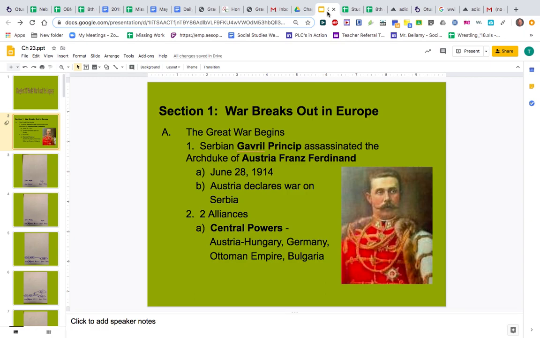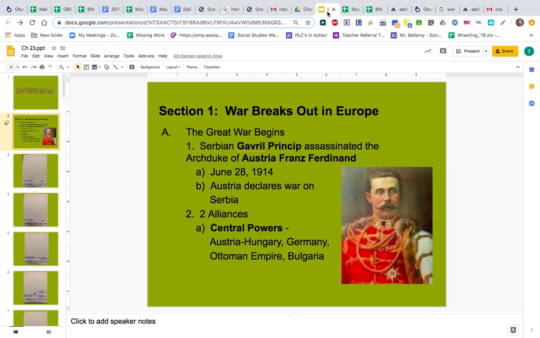On the way to the hospital, his driver takes a wrong turn. He's not all that familiar with the area around Sarajevo, and he goes down a dead end. Well, it just so happens that as he goes down the dead end, people are screaming, "Oh, it's the prince, it's Archduke Ferdinand," and people are excited to see him there.